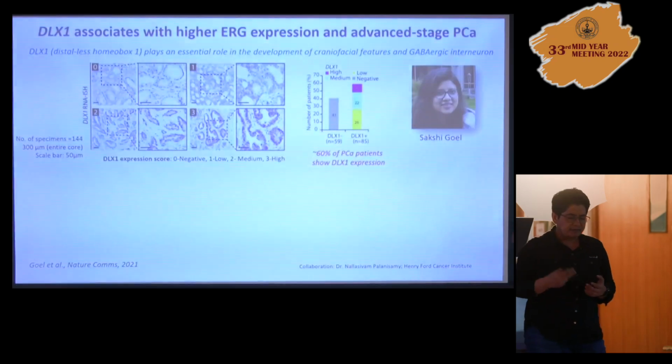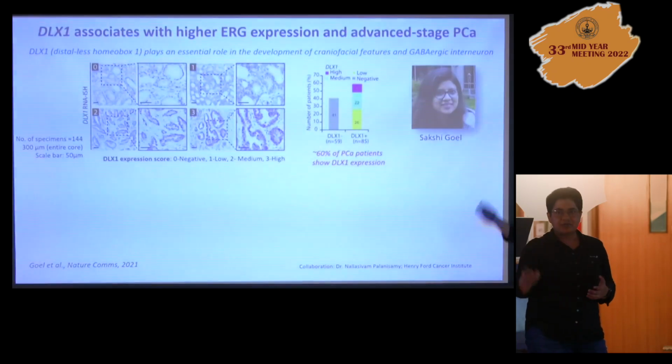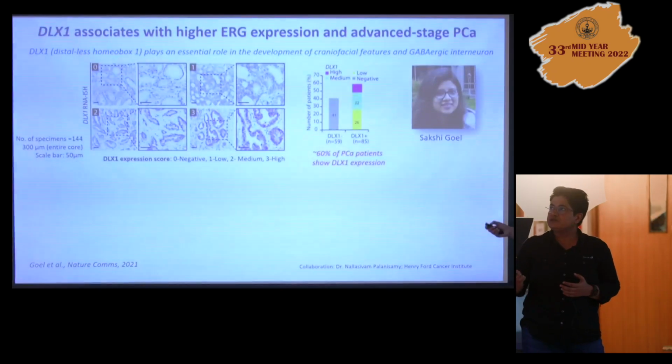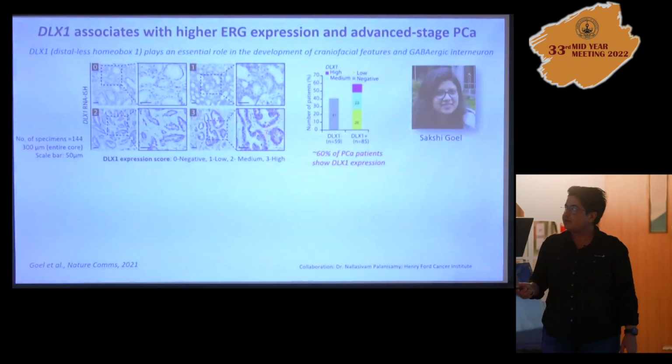And not only that, in the past decade this DLX1 has been used as a urine-based diagnostic marker for prostate cancer patients, not in India but in many Western countries. So we thought to first screen what the level of DLX1 is in prostate cancer patients, and we found in the tumor microarray that around 60% of the prostate cancer patients show high to low expression of DLX1.